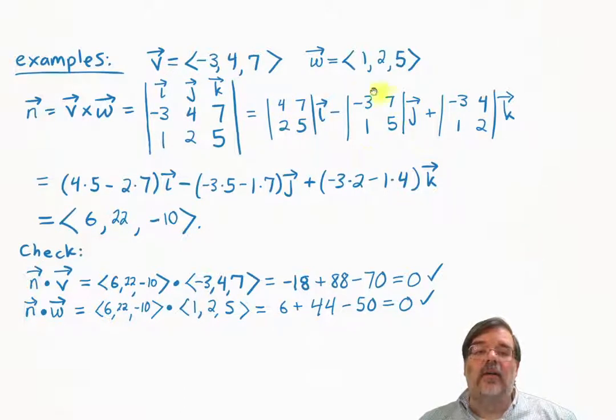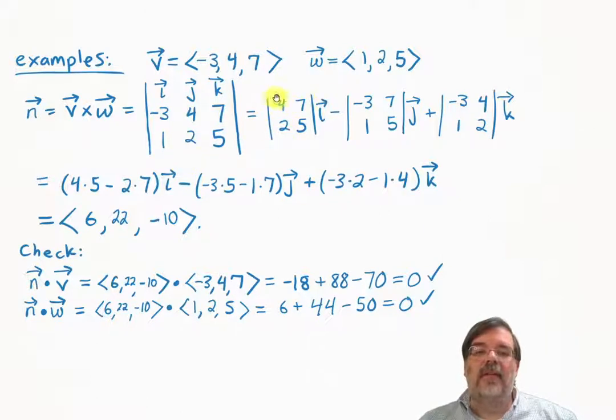We'll extract our 2 by 2 grids, right? The coefficient of i, ignore column i: 4, 7, 2, and 5. For the coefficient of j, ignore column j here. We have negative 3, 7, 1, and 5. For the coefficient of k, ignore column k here. Left with negative 3, 4, 1, and 2. All right, time to do some determinants.